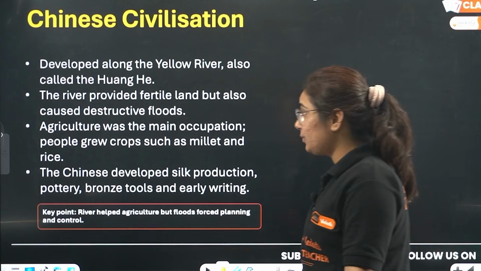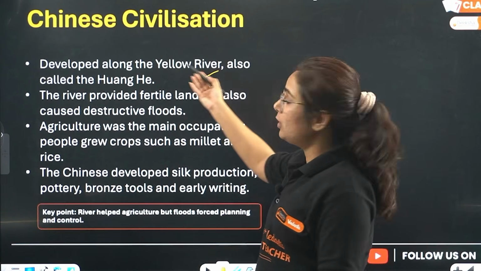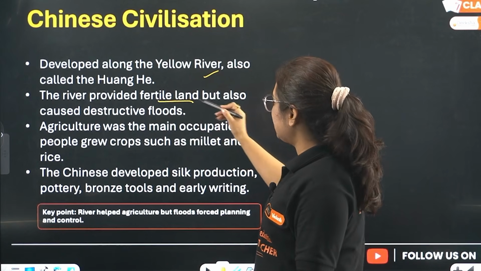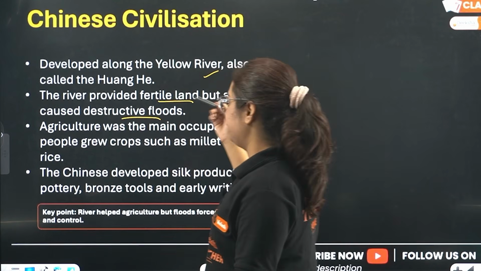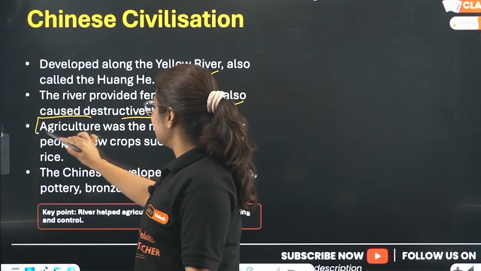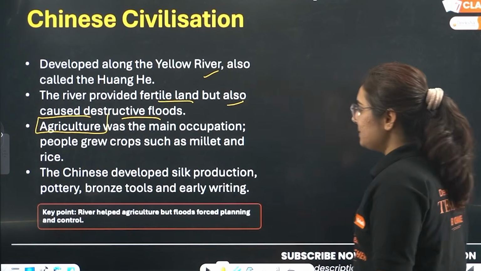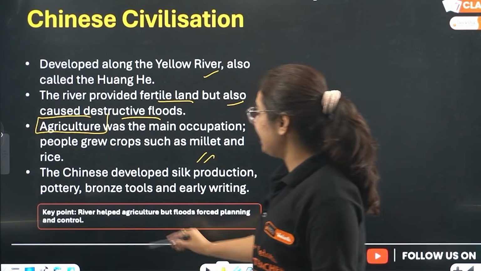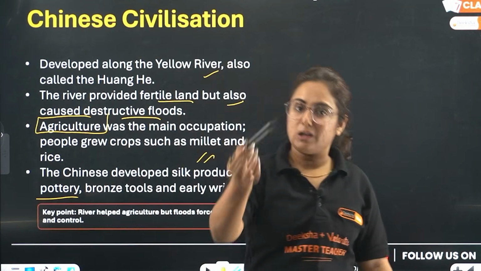Then we have the Chinese one by the Yellow River, also known as Huang He. The river provided fertile land but also caused destructive floods. Agriculture was the main occupation. People grew crops there. The Chinese developed silk production and pottery. Chinese pottery is famous in the world till now.